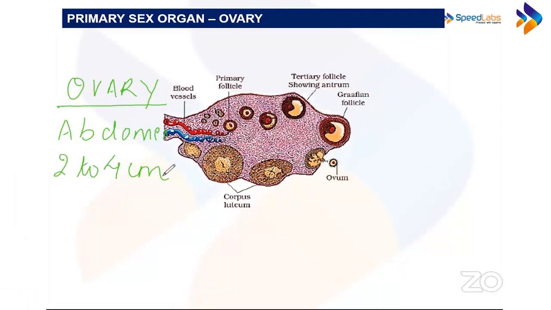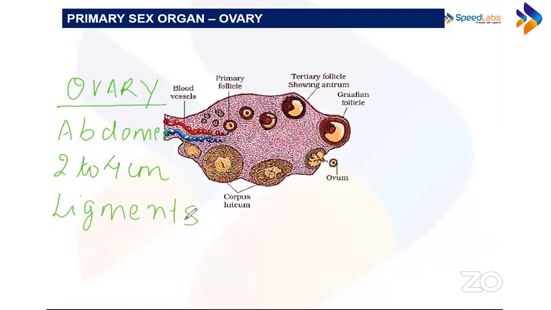तो वो बता दूंगी मैं आपको क्या क्या नाम है connections के. So ovary is located in the abdomen. It is about 2 to 4 centimeter in length, and it is connected to the uterus by ligaments. The ovarian ligament anchors the ovaries to the wall of the uterus. So by the help of ligaments, it is connected to the wall of the pelvis.